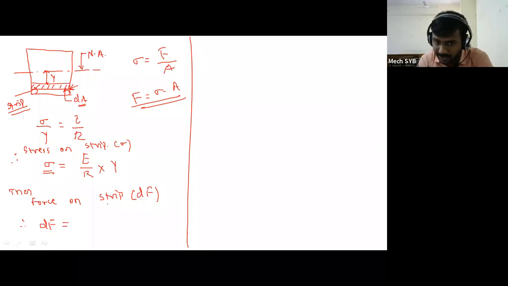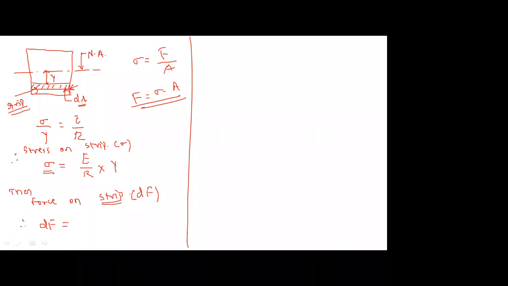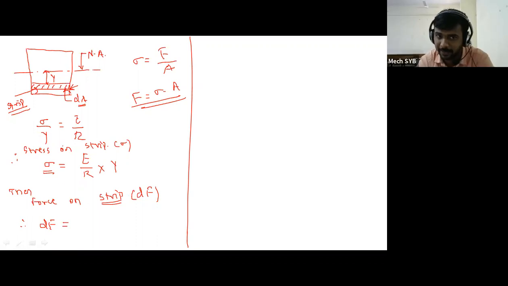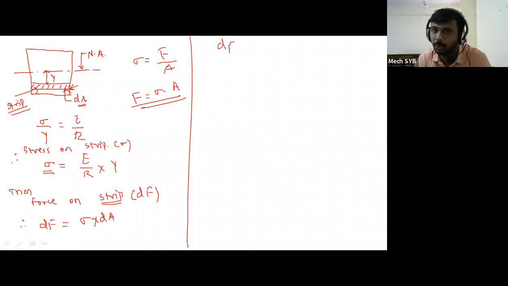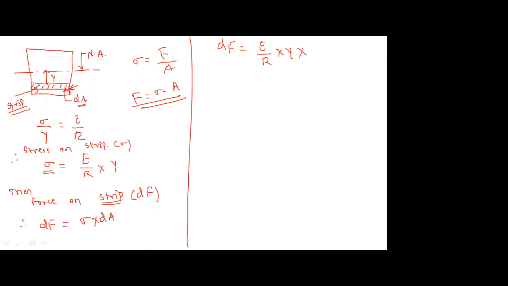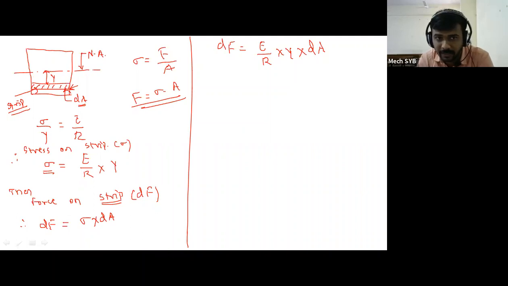ओके, आता फोर्स आपण कशावरचा काढतोय? स्ट्रिप वरचा काढतोय. मग स्ट्रिप वरचा स्ट्रेस आपल्याला माहित आहे किती? सिग्मा dF इंटू एरिया dA. मग dF is equal to what is the force value? Total force value E upon R into y into dA. म्हणजे हा फोर्स कसा इंड्यूस झाला बघा स्ट्रिप मध्ये. Getting? फोर्सची डायरेक्शन कशी आहे? dF.